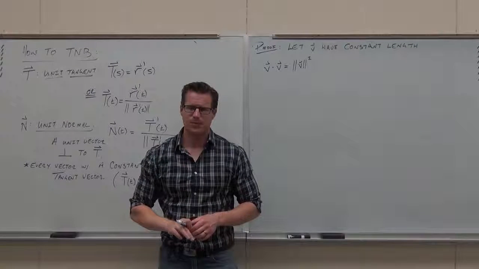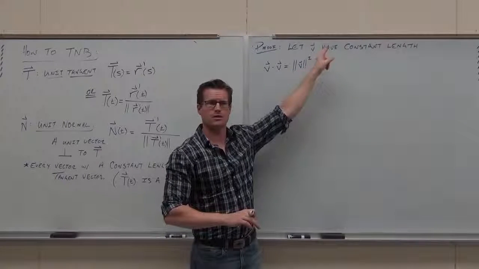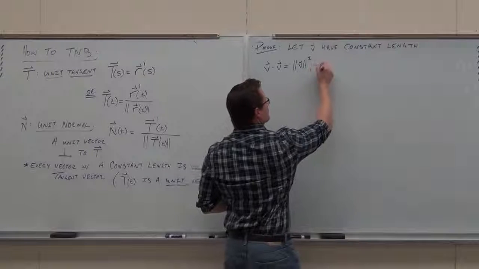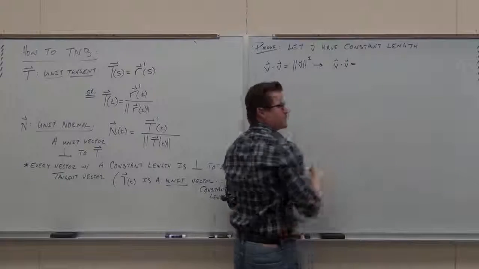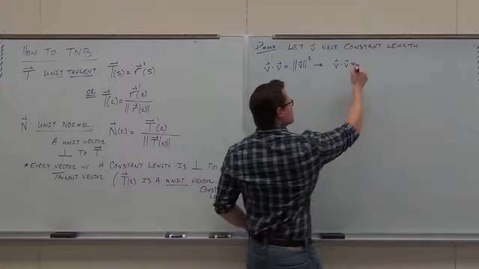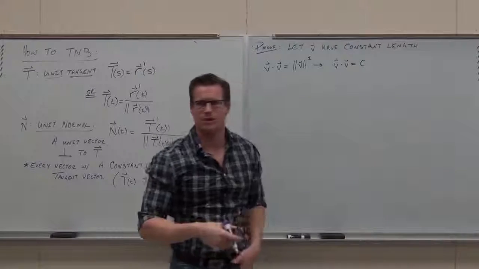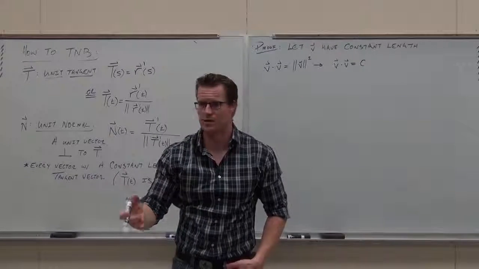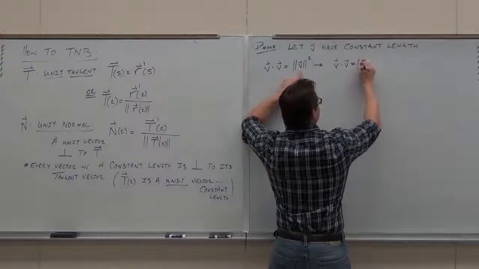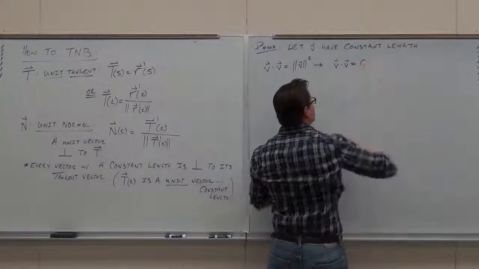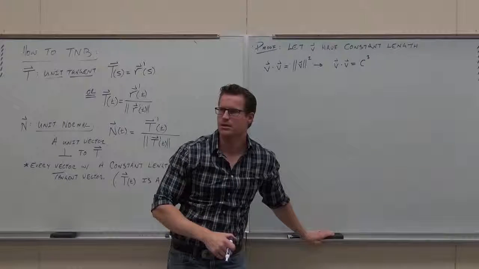Well, we'll check it out. What's this stand for? Magnitude. If the magnitude is constant, then this would equal a constant. You just put constant. Constant squared is going to be a constant. If you're really pedantic, you go, oh, well, the magnitude is a constant, so then this would equal a constant squared. Well, yeah, okay, but the constant squared is still going to be a constant. Does that make sense to you?